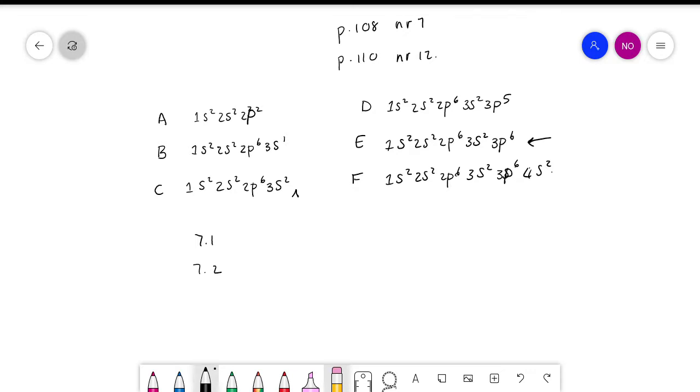that one has level 1 filled completely. Vlak 1 kan 2 elektrone vat en hy is volledig gevul. Vlak 2 kan in totaal 8 elektrone vat en hy is volledig gevul. En vlak 3 kan 8 vat en hy is ook volledig gevul. So die regte antwoord is E.